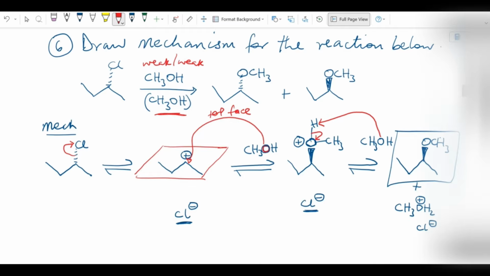So normally, if the stereochemistry here is R, and this is R, and this is S. So this is telling us that in an SN1 mechanism, you will always have a racemic mixture, a mixture of both opposite chiral centers. Racemic mixture.